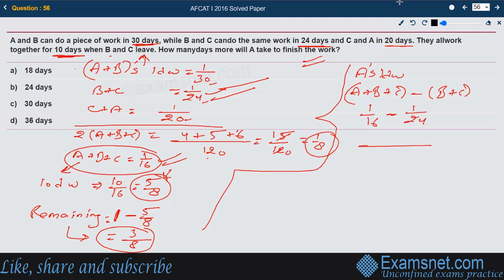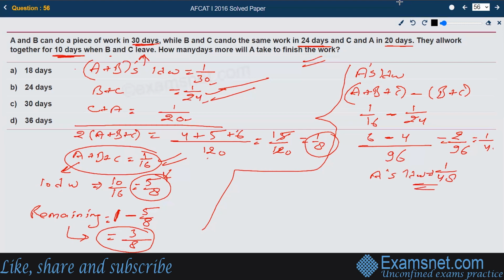So the LCM for this can be taken as 96. 16 times 6 is 96, 24 times 4 is 96. So it has to be 2 by 96. That is nothing but 1 by 48. So this much is the work done by A in 1 day. 1 day work is 1 by 48.